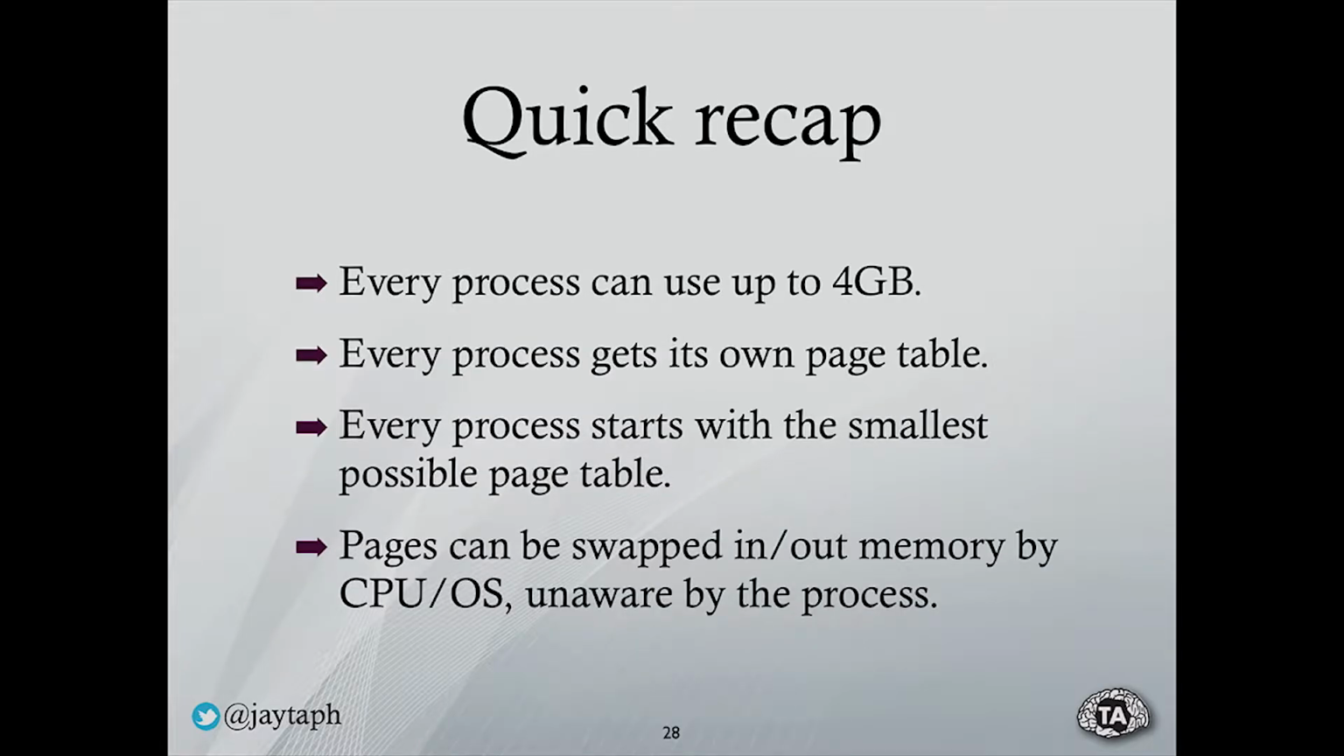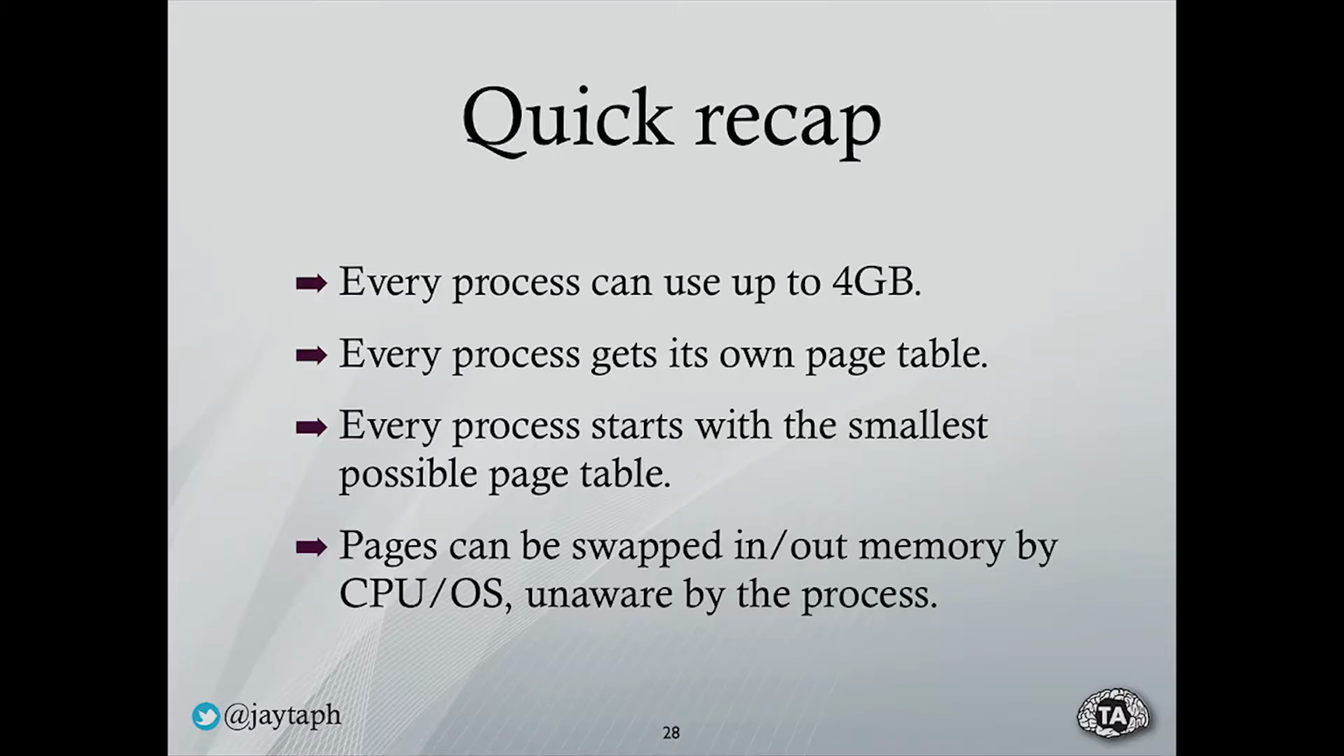So, in quick recap, every process can use up to 4 gigabytes of memory. Every process gets its own page table, its own telephone book. Every process starts with the smallest possible page table, so it doesn't use a lot of room. And pages can be swapped in and out of memory by the CPU and operating system, unaware by the process.